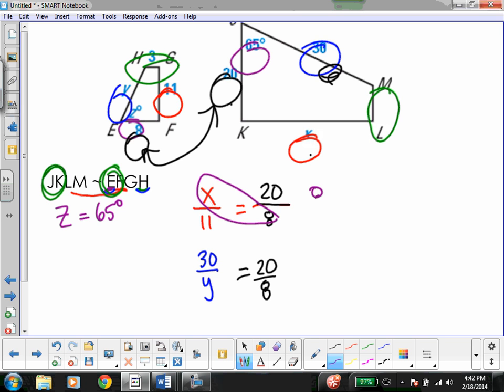So I have 8 times X equals 20 times 11, which is 220. When I divide both sides by 8, I end up with 220 over 8, which reduces to 55 over 2.